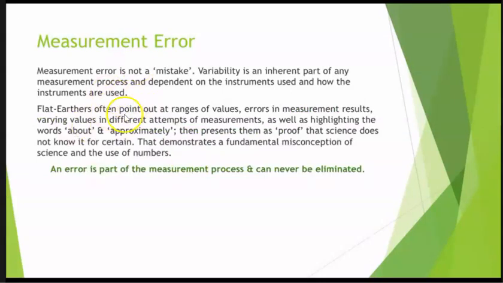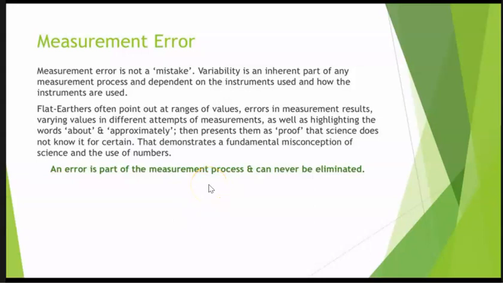So that's what's up here. Interestingly enough, flat earthers often point out the ranges of values, the error in measurement results. They highlight words that we use, which are "about" and "approximately", and say, hey, this is proof that science does not know things for certain. This is just a fundamental misconception of science and the use of numbers. Anytime we're measuring in science, we're not saying this is the exact value. Usually we're saying it's an approximation, because error is part of the measurement process and it can't be eliminated.